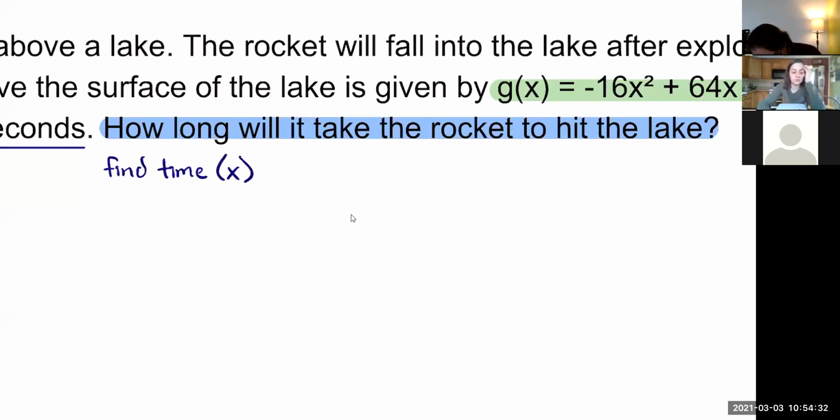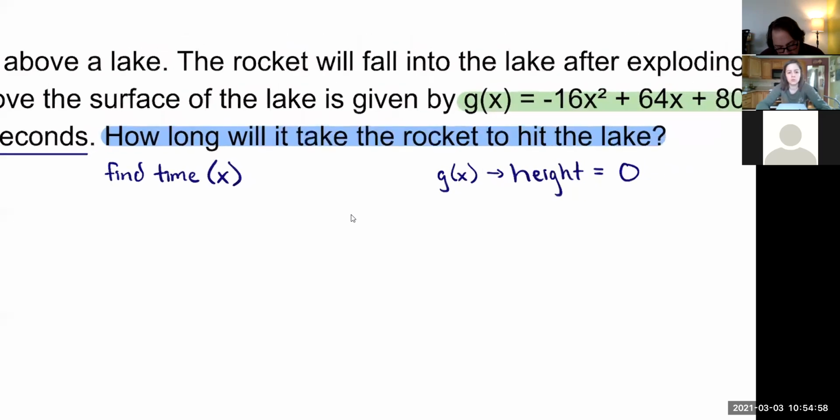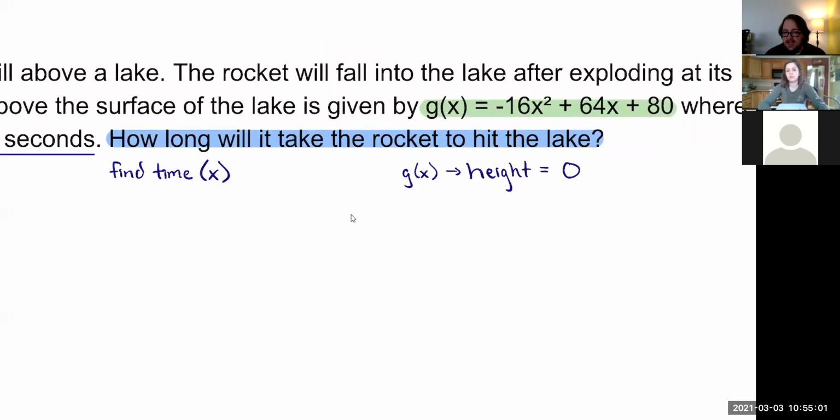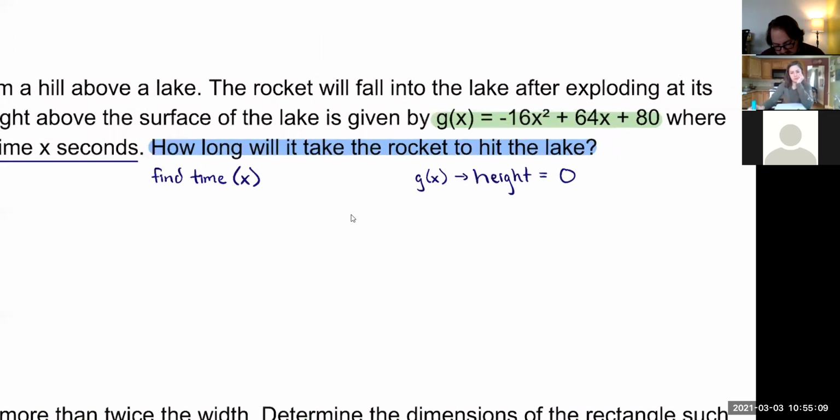So when the rocket hit the lake, that tells me that the height equals 0. Maybe I should say that g of x, which represents the height, equals 0. So I'm trying to solve for x. The height at which time I'm looking for, I know that the height of the rocket will be 0 when it touches down. So when I take this function I was given, g of x equals negative 16x squared plus 64x plus 80, I'm looking for x, but I know that g of x is 0.